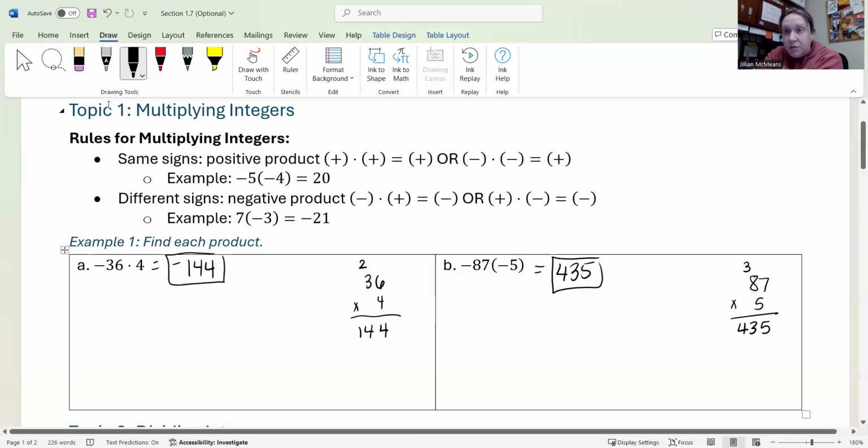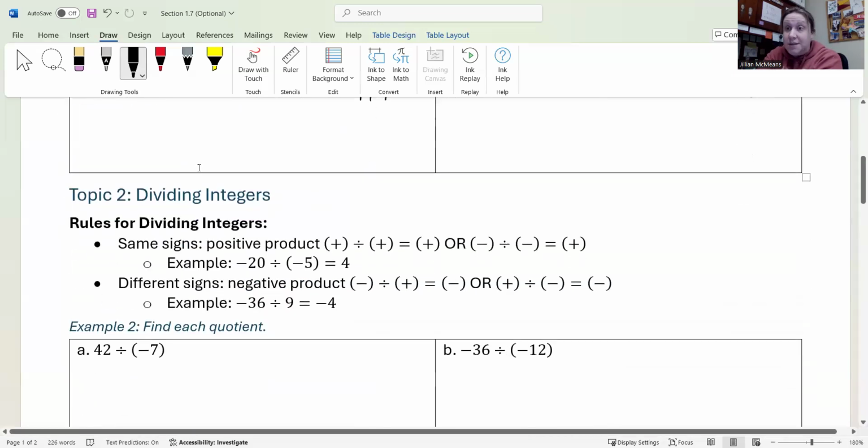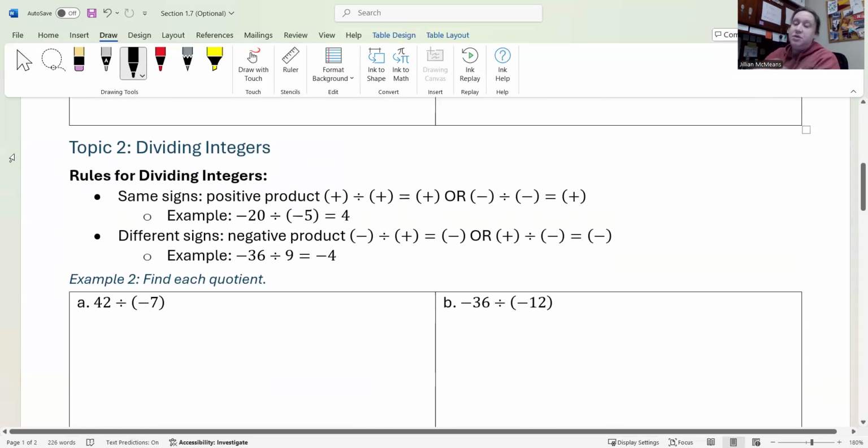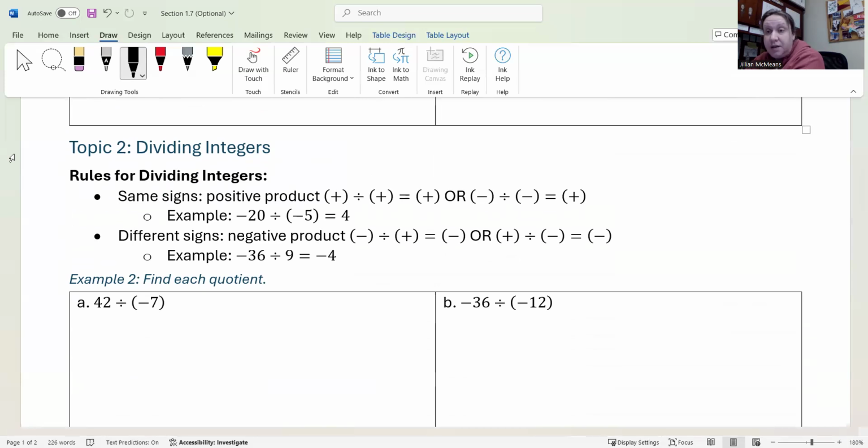Now, luckily, the rules for dividing integers are exactly the same. So topic 2, dividing integers. When you're dividing two integers that have the same sign, you're going to get a positive product. So a positive divided by a positive is a positive, and a negative divided by a negative is also positive. I gave you a quick example of negative 20 divided by negative 5. Because I'm dividing two negatives, the quotient's going to be positive, in this case, positive 4.